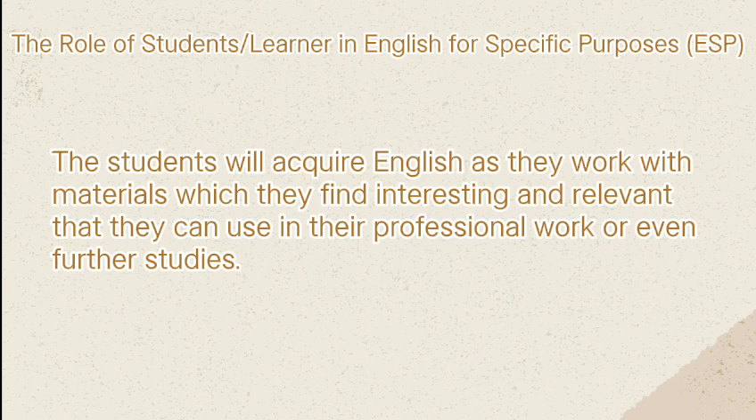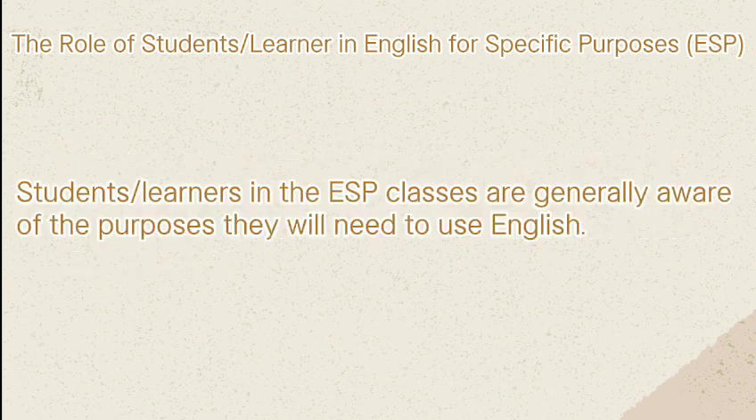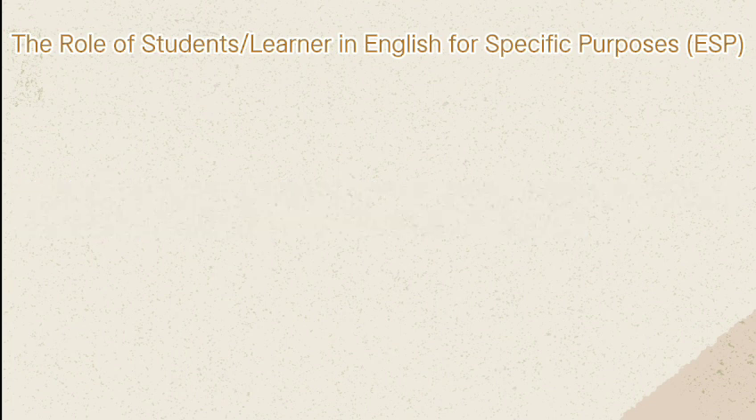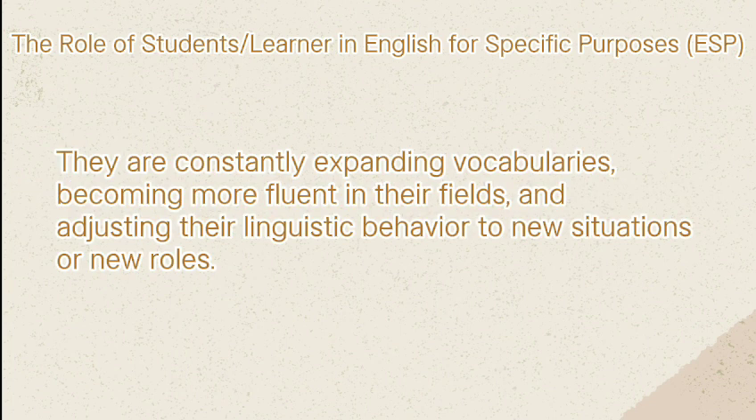So, as I've said in the first role of students, they have to have strategies in learning the language easily. Fourth role, students or learners in ESP classes are generally aware of the purposes for which they will need to use English. So knowledge of the subject area enables them to identify a real context for the vocabulary and structures of the ESP classroom. Fifth and last role of students or learners in ESP.